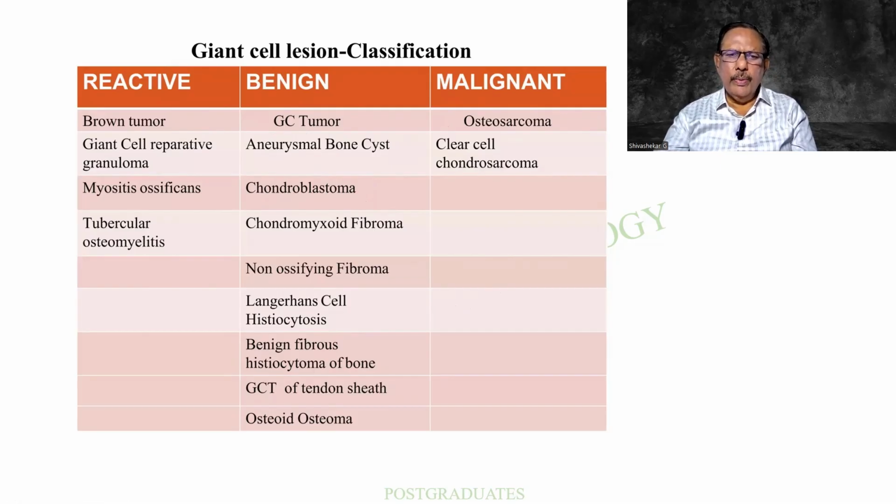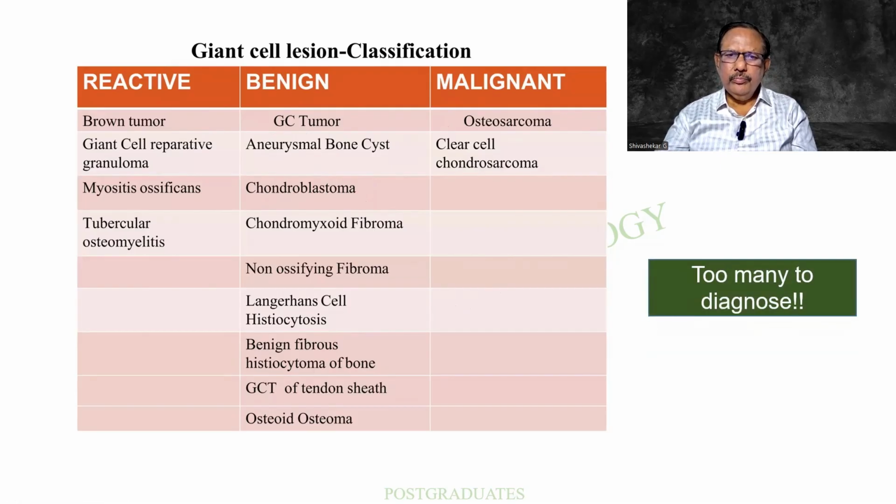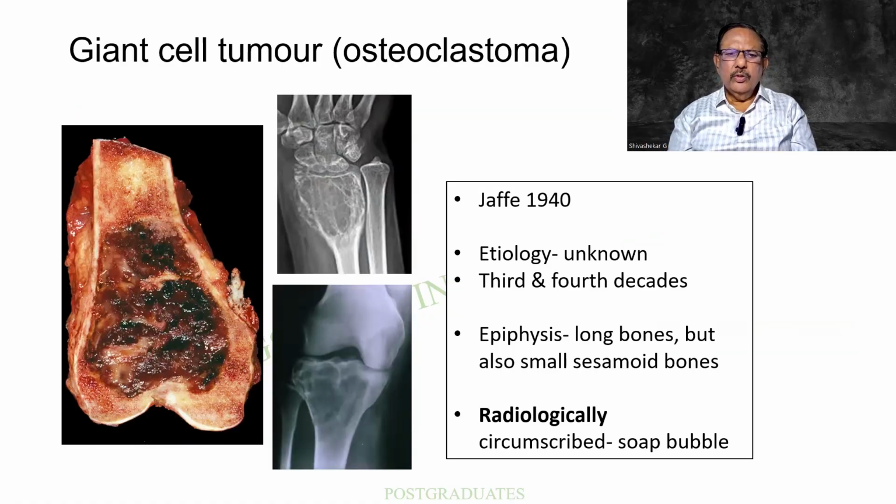Let us go to the topic as such. Too many to diagnose. So this is a fundamental undergraduate specimen and a slide which we all like. But then this person, Jaffe, an authority in orthopedic pathology, called it the giant cell tumor. The osteoclastoma is supposed to be a misnomer.